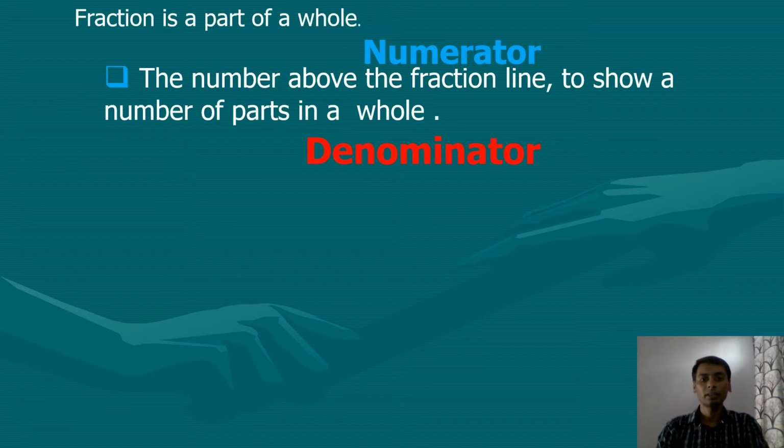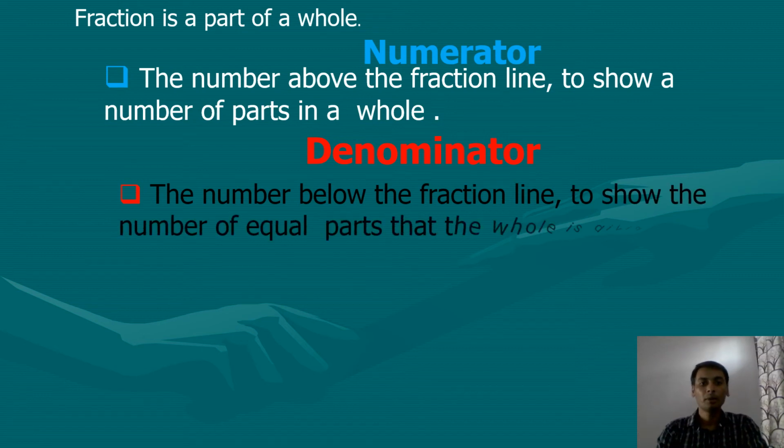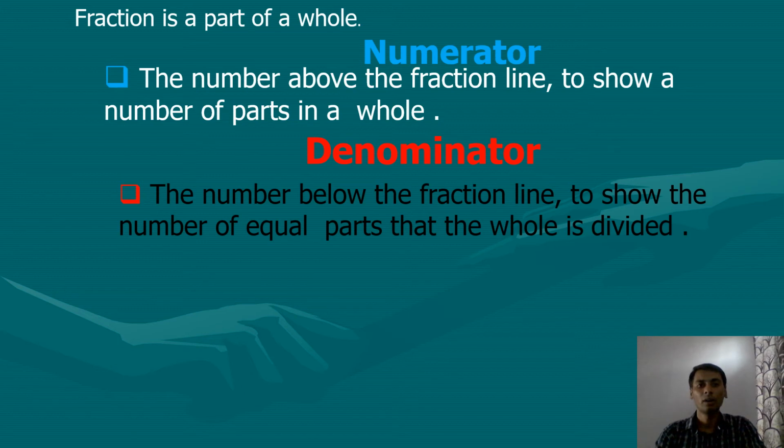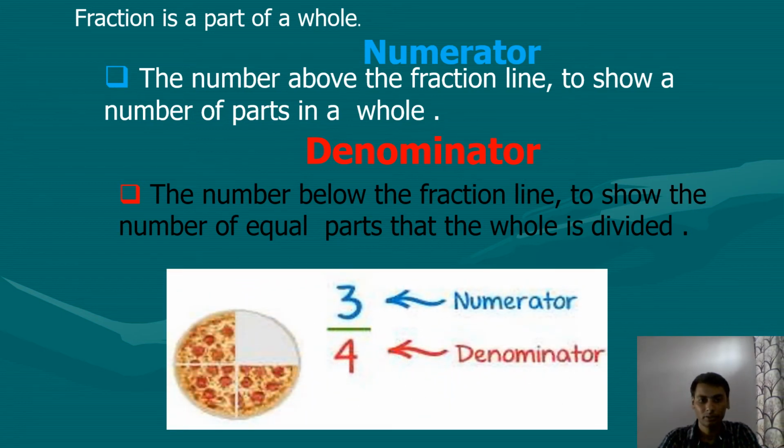And the next thing is the denominator. What is the denominator? The number below the fraction line, the number which is written below the line, that means the downside, to show the number of equal parts into which the whole is divided. That means it shows how many total parts are in the whole. So we can write numerator and denominator like this.